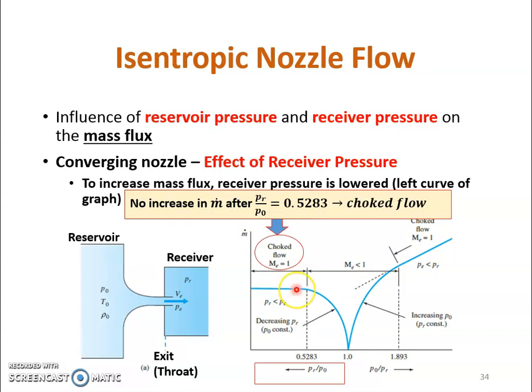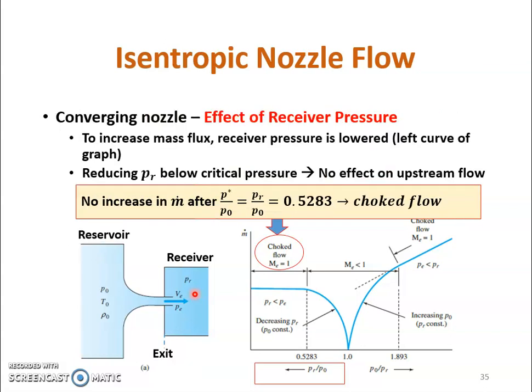So this condition we call the choked flow, where we can achieve the Mach number at the exit equal to 1, or equal to unity. So there can be no mass flux increase at Mach number equal to 1, so it's called a choked flow. This happens when we are lowering the receiver pressure, looking at the effect of the receiver pressure on the flow rate.